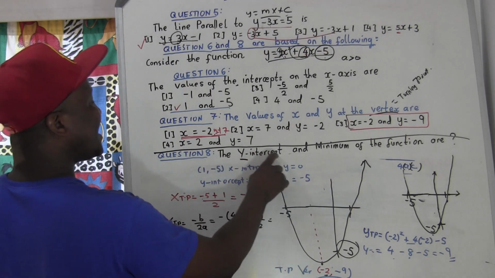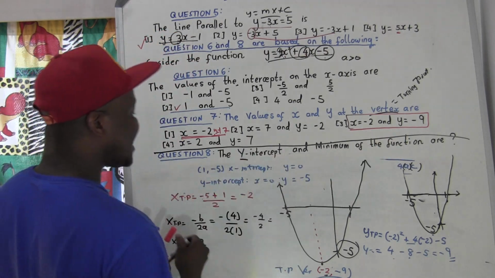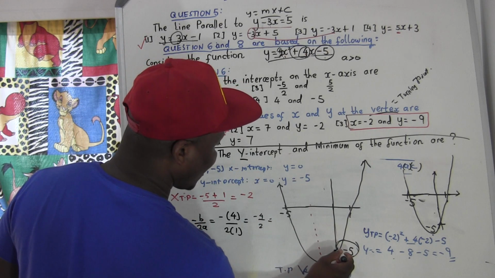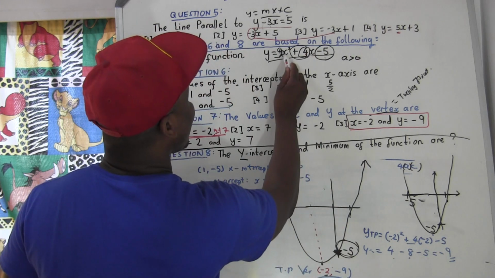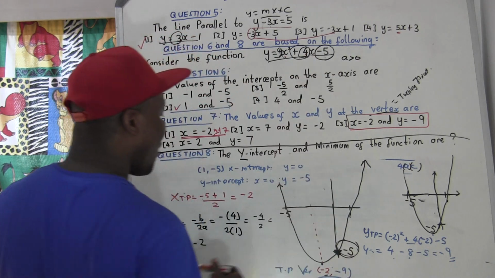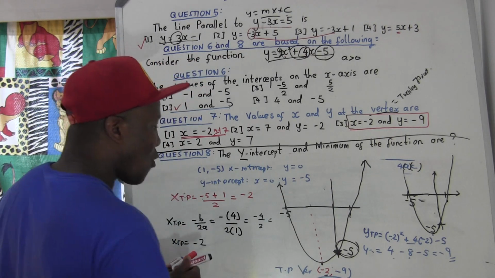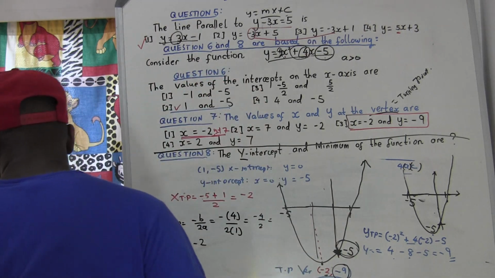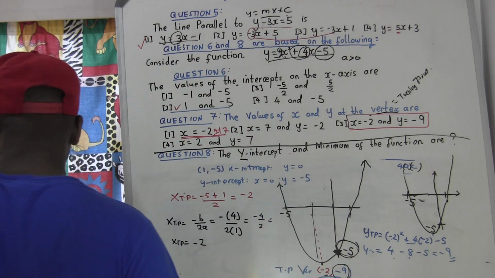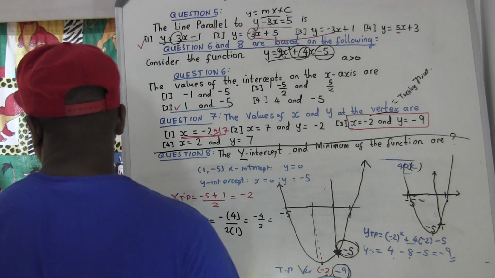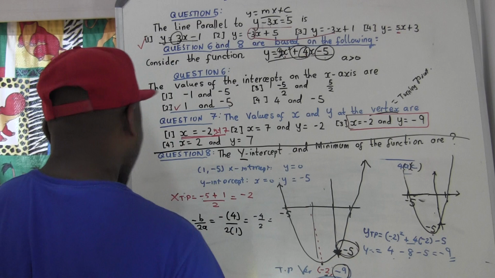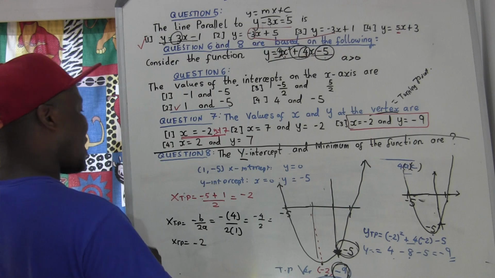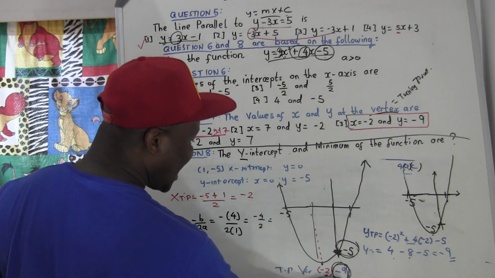Okay, with the y-intercept and the minimum of a function. The y-intercept is where it cuts y, and x equals 0. This is the point where it cuts at y equal to negative 5. When x equals 0, 0 squared is 0, and the y-intercept is negative 5. The minimum of the function is the minimum value of y, which equals negative 9. Only take the value of y. So the y-intercept is negative 5, the minimum is negative 9.